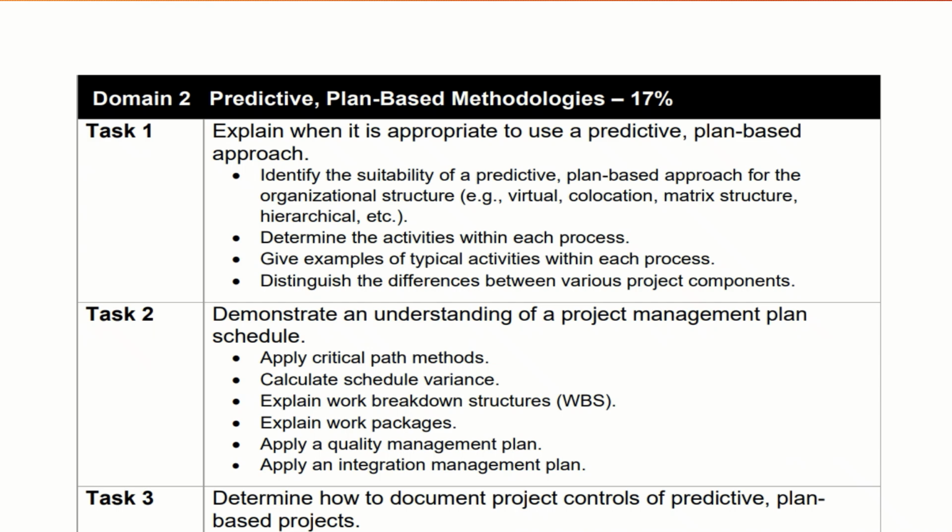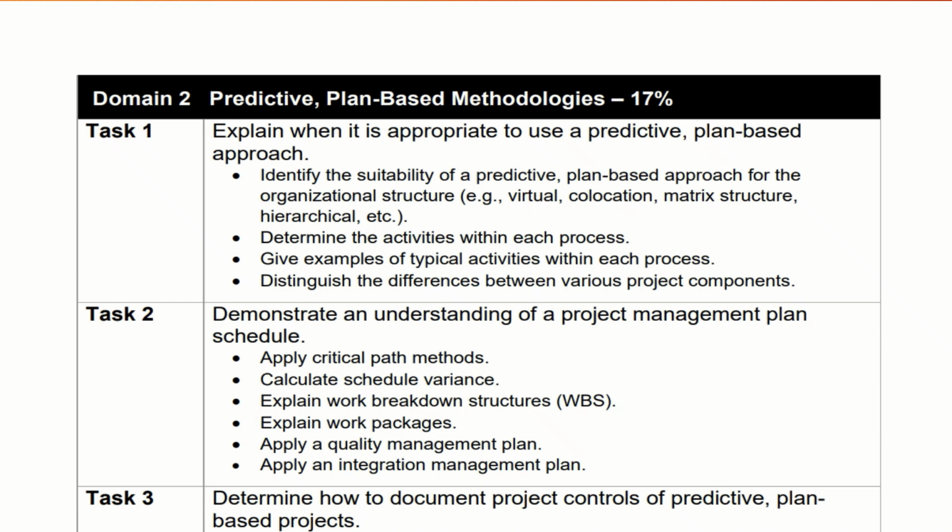Now domain 2, that weighs almost 17% in the exam, that is predictive plan based methodologies. Now the first task will be explaining when it is appropriate to use a predictive or plan based approach, then the agile approach. So what you need to understand in this part is what is predictive, what is plan based approach, and what is virtual, what is co-location, what is matrix structure or hierarchical structure. You have to understand about these topics to clear the exam.